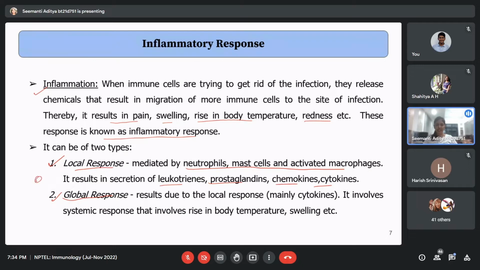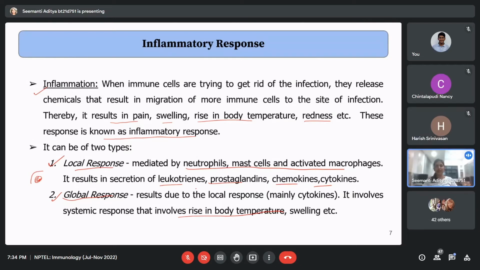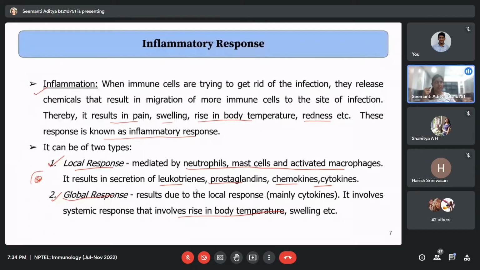So wherever there is a site of infection, there is pain, swelling, and redness. But global response results from the local response, because the neutrophils, mast cells, and activated macrophages are secreting leukotrienes, prostaglandins, chemokines, cytokines, etc. Global response will be activated. That will result in a rise in body temperature and feeling weak, etc. This is a systemic response that causes an effect at the body level. Like you will feel tired, you will feel very lethargic after being infected with any kind of pathogen.